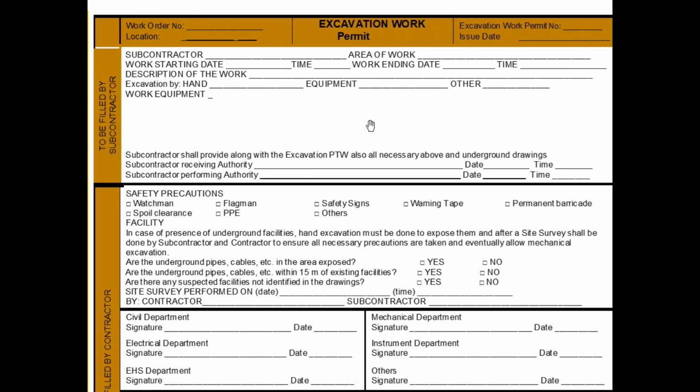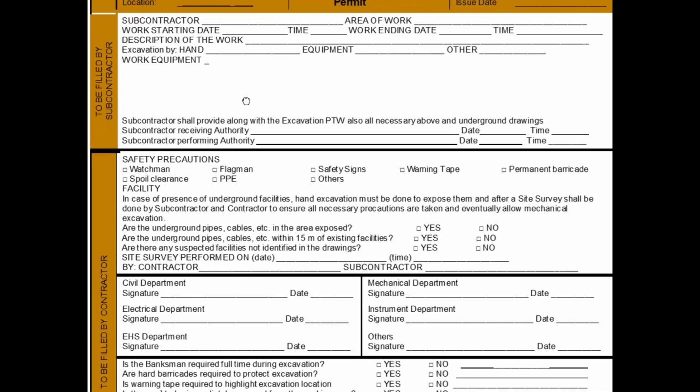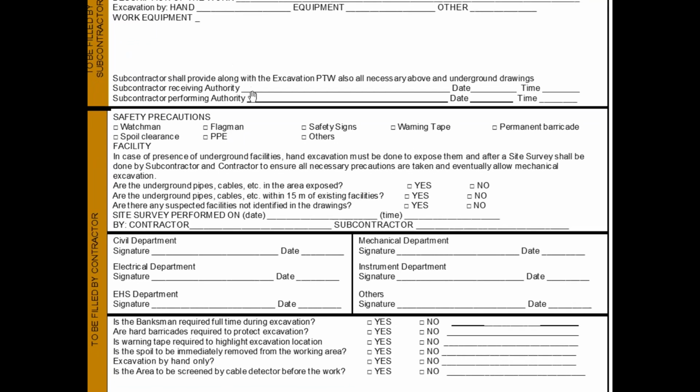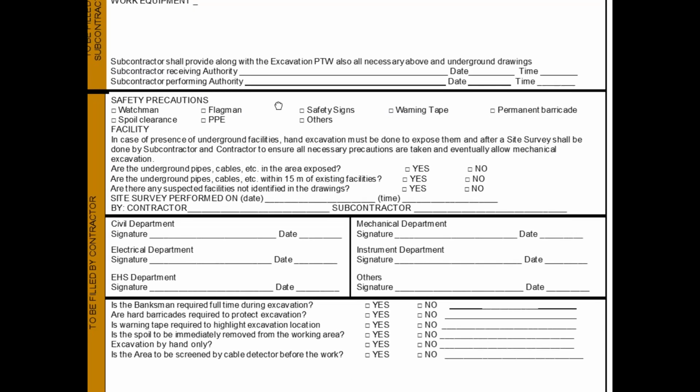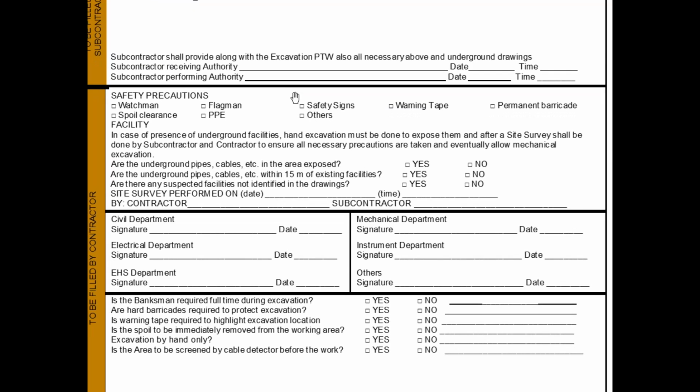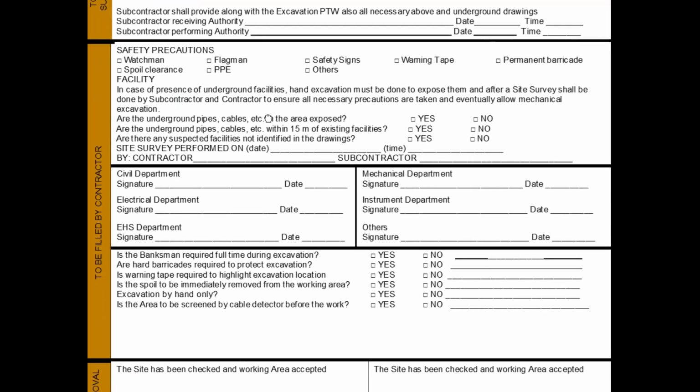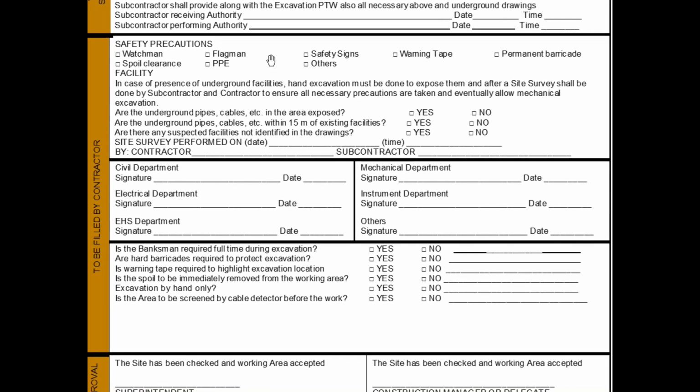So this is another format for this excavation activity: subcontractor, contractor, and owner. So again, this area can be filled by the subcontractor, like the name of contractor, subcontractor, date, time, area of work, working date, excavation by hand, equipment or other work equipment. Then subcontractor shall provide along the excavation permit to work systems, and then again the sign authority, date and time. Then the points to be filled by the contractors are safety precautions, that may be watchman, flagman, safety signs, warning tape, permanent barricades, then spoil clearance, PPE, others, etc.